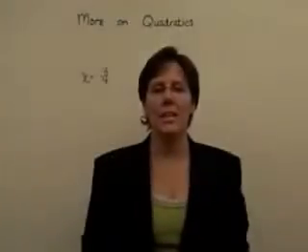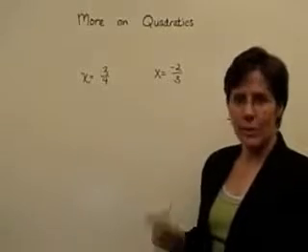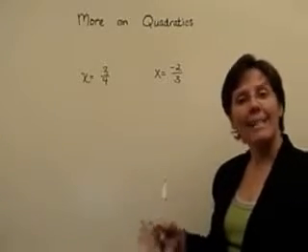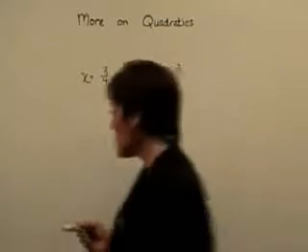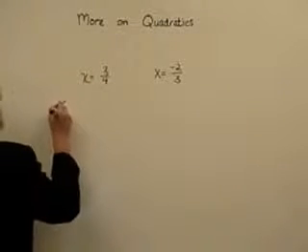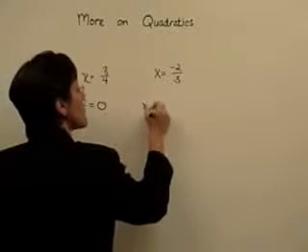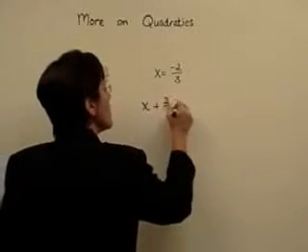Another problem, the same objective: find a quadratic equation that has these two solutions. So again, first, write down x equals each of those solutions, and then get the constant onto the other side of the equation. So here I'm going to have x minus 3/4 equals 0, and here I'm going to have x plus 2/3 equals 0.